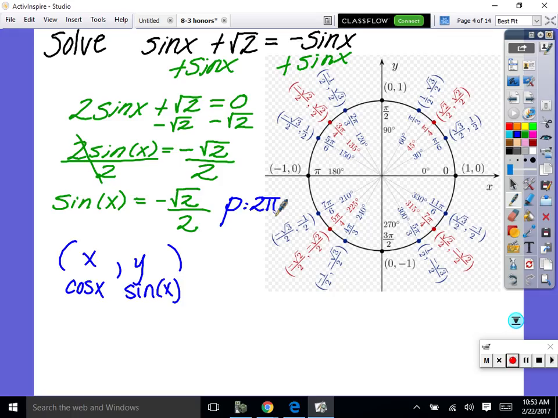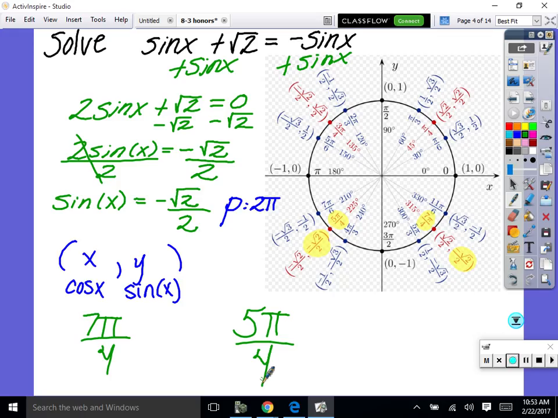When does it equal negative root 2 over 2? Right there, which is 7 pi fourths and 5 pi fourths right there. So we have two answers. One of our answers was 7 pi fourths, and one of our answers was 5 pi fourths. Now here's what we have to remember. Because of the wording, it says what are all, we're trying to find all of the solutions.